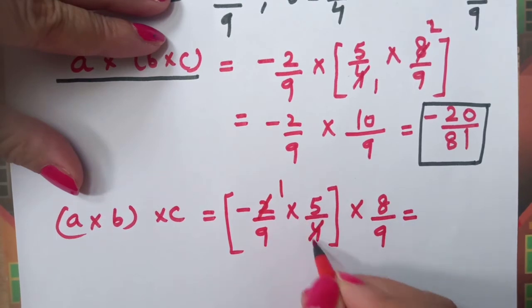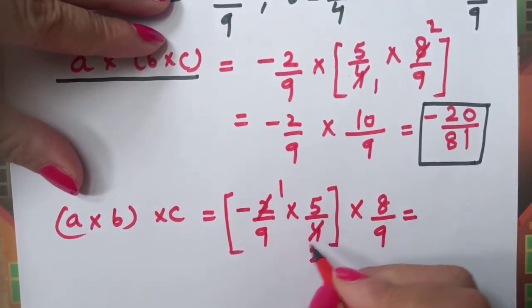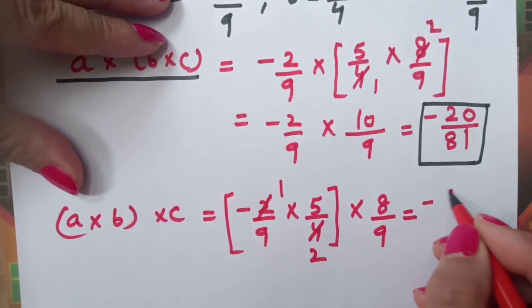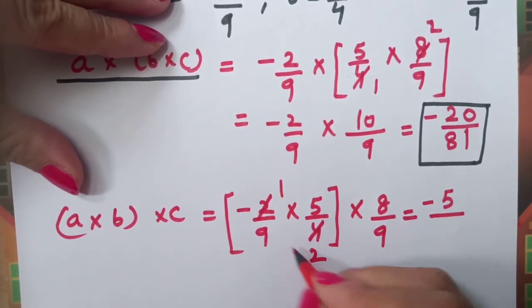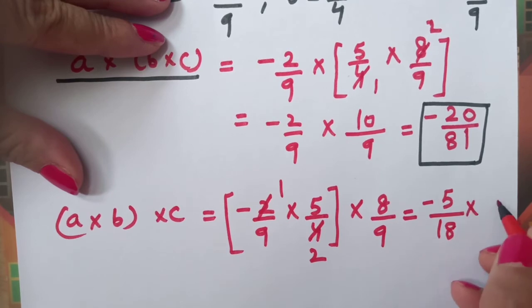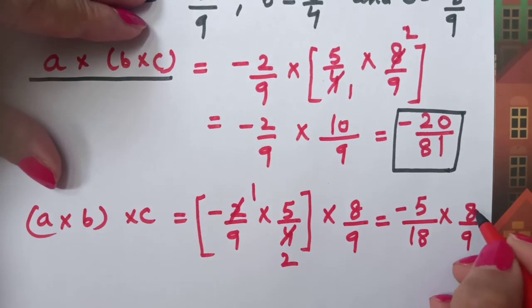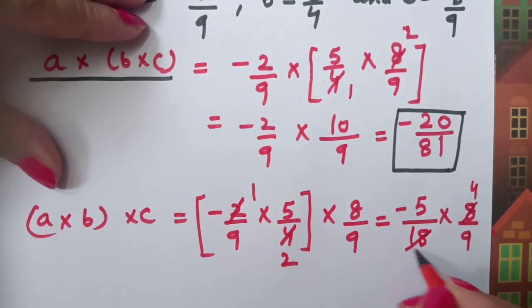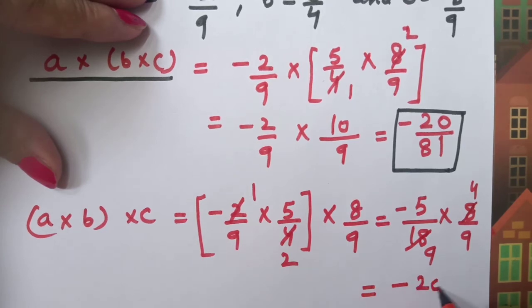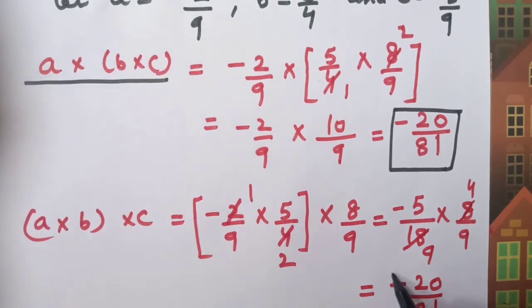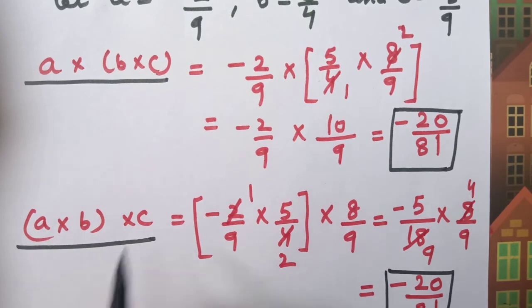2 ones are 2, 2 twos are 4. Nothing is cancelling in this, children. So what will be the value? 5, -5/18 into 8/9. Now solve this. 2 4s are 8, 2 9s are 18. The answer will be -20/81. That is the value of a × (b × c).